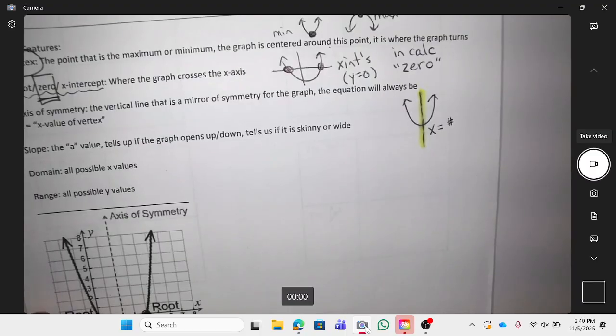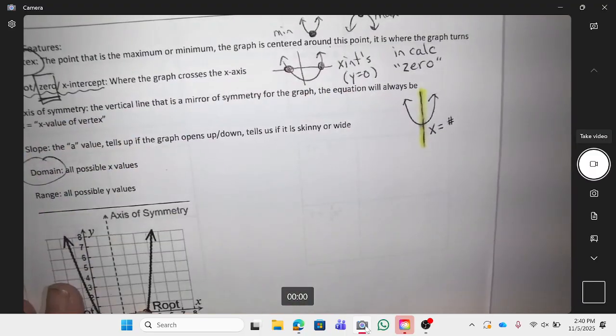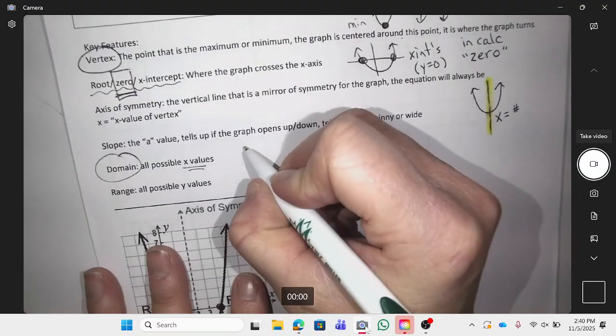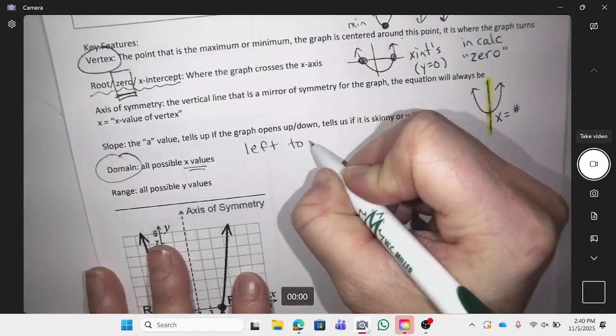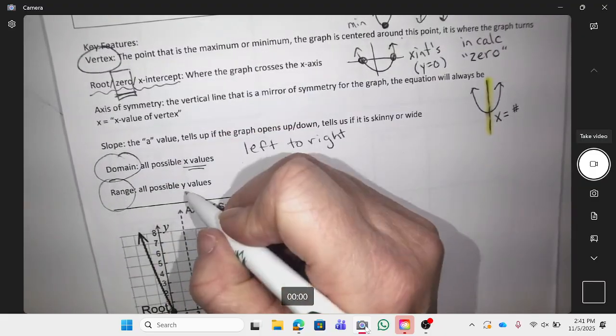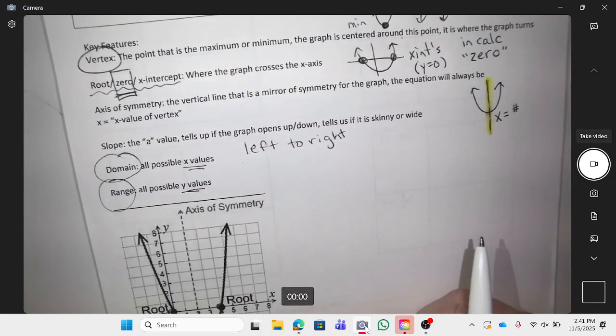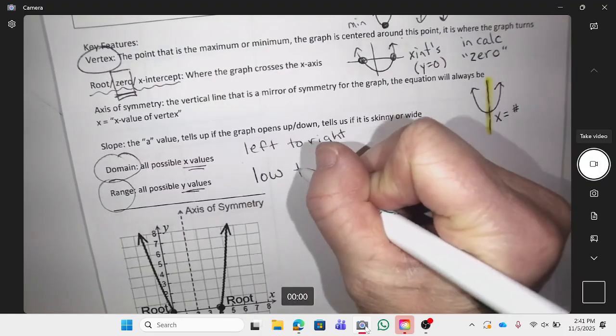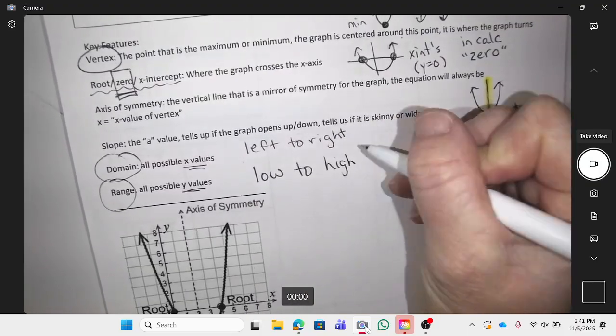Okay, so now domain talks about x, and it has to be written in left to right order. Left to right. And a range talks about all the y values. Okay, so you're supposed to have learned these words in grade 10 as well. And it will always be written low to high. Has to be in that order.